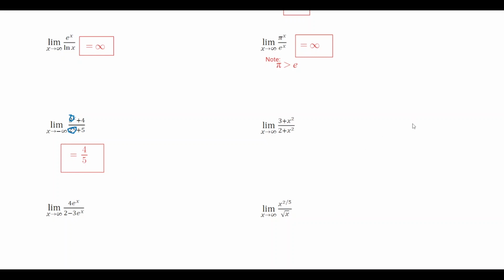Okay, so for the next one, we've got (3 plus x squared) over (2 plus x squared). In this case, no exponential, no logarithms, just a regular old rational expression with a polynomial on the numerator and the denominator, and they both have the same degree, right? They're both quadratic. So in a case where you have polynomials with the same degree, the horizontal asymptote is going to be equal to the ratio of the leading coefficients here, which is going to be 1 over 1. So since a rational function approaches the horizontal asymptote as x approaches infinity, this is going to approach 1 over 1, which is just 1.